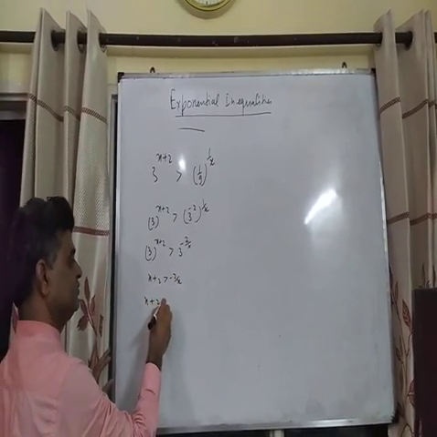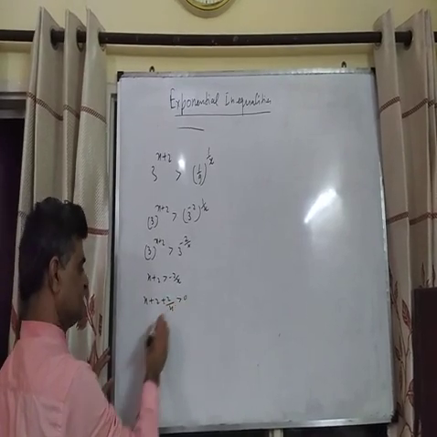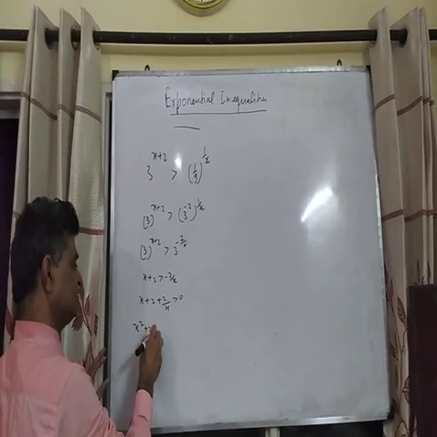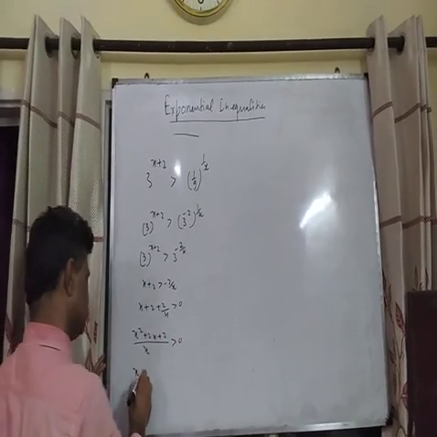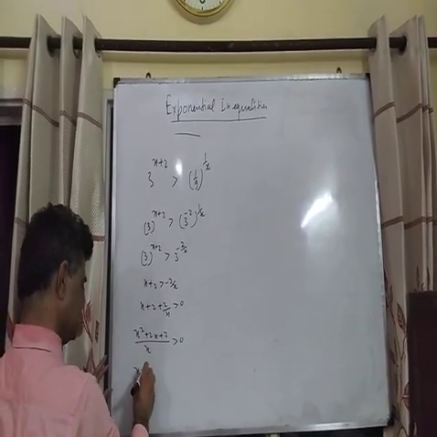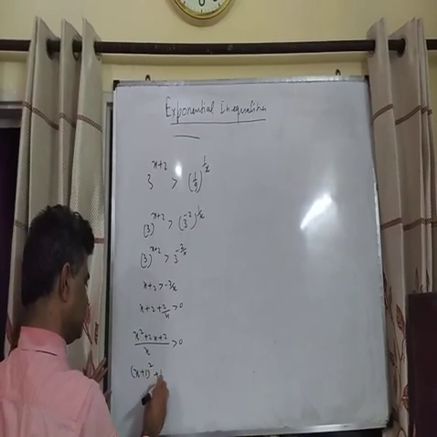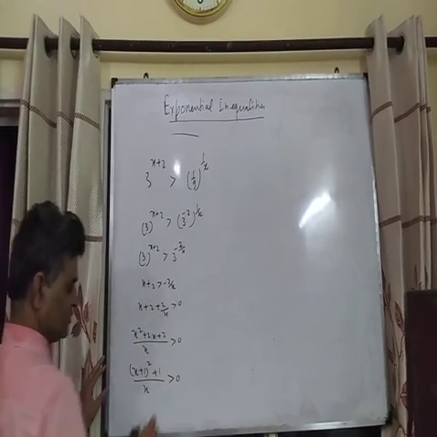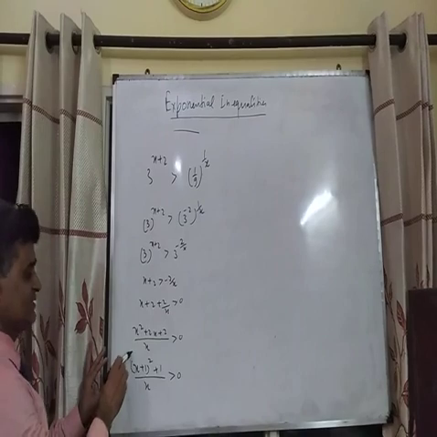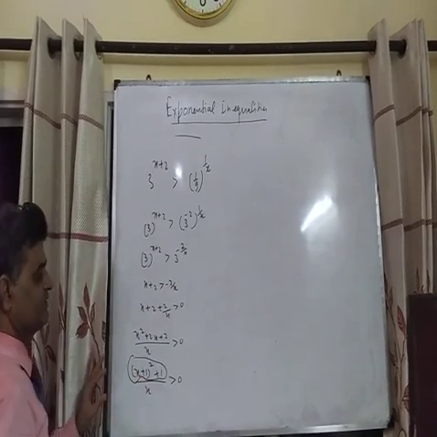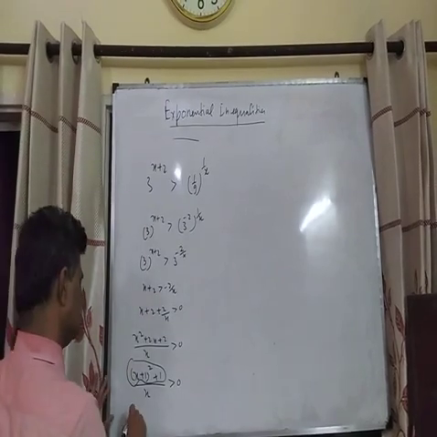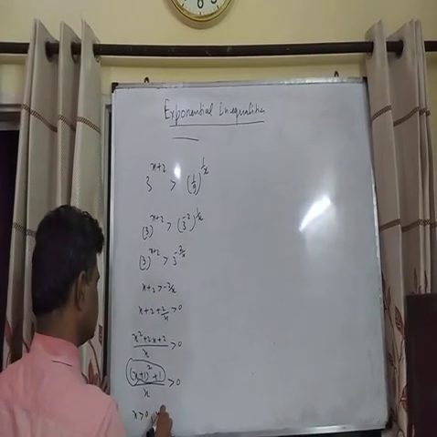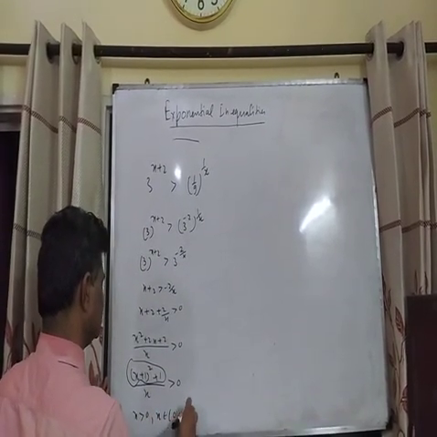So x plus 2 by x is greater than 0. So (x squared plus 2x plus 2) upon x is greater than 0. So this is ((x plus 1) whole square plus 1) upon x is greater than 0. You can see that this numerator is already a positive quantity. So only x has to be positive. It means x has to be greater than 0. The solution is from 0 to infinity.